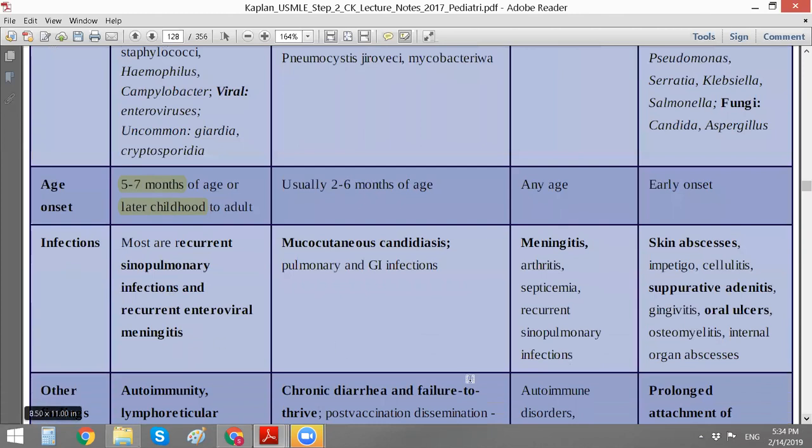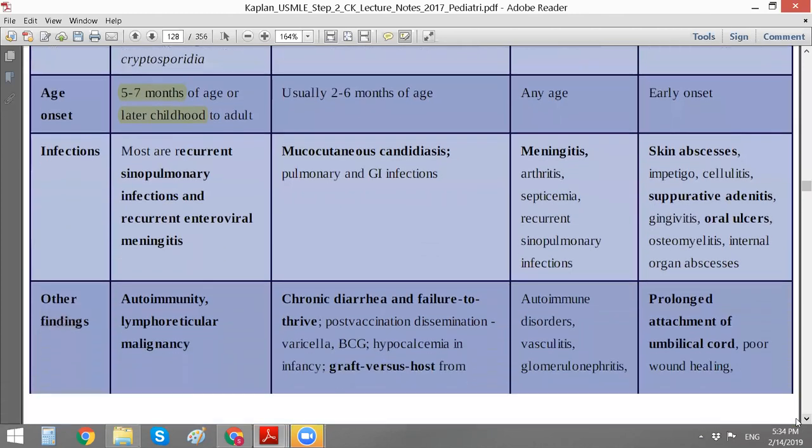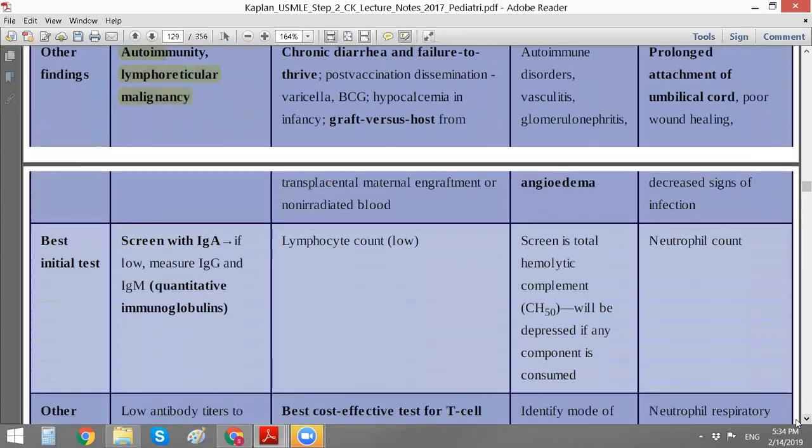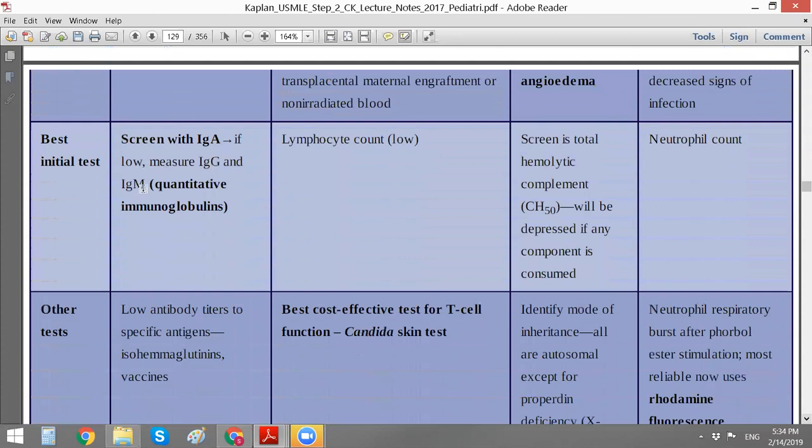Sinopulmonary infections are recurrent, and recurrent enteroviral meningitis also. Then autoimmunity and lymphoreticular malignancy. If we find autoimmune conditions, think lymphoreticular malignancy. Then screen with IgA; if low, then measure IgG and IgM. This is quantitative immunoglobulin. First thing is IgA. If it is low, then we move forward and measure IgM and IgG.